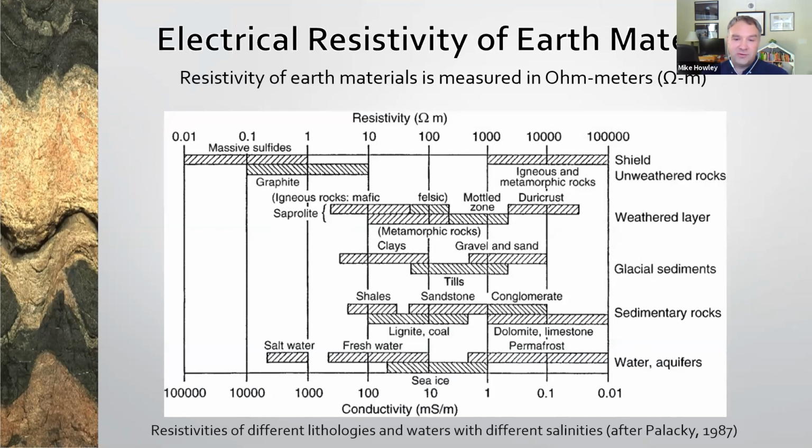The resistivity of earth materials is measured in ohm meters. As you can see in the chart, there's significant overlap in the resistivity of different lithologies. The most conductive materials are sulfides, down at the low end, low resistivity, high conductivity. And the most resistive are unweathered crystalline igneous and metamorphic rock, limestone, and permafrost. The resistivity method utilizes the contrast in the resistivities of dissimilar materials to detect their occurrence in the subsurface. For example, clays have a different resistivity range than sand and gravels. We use this to allow detection of those features.